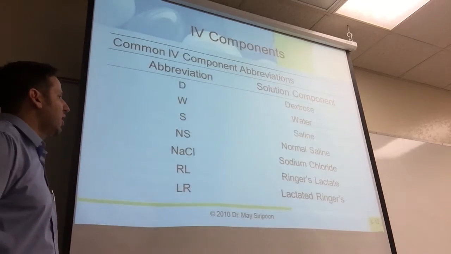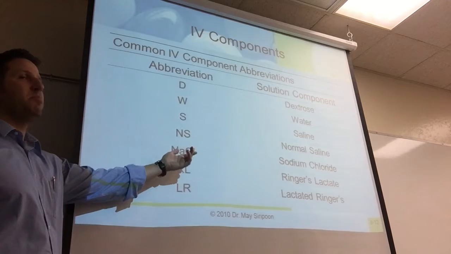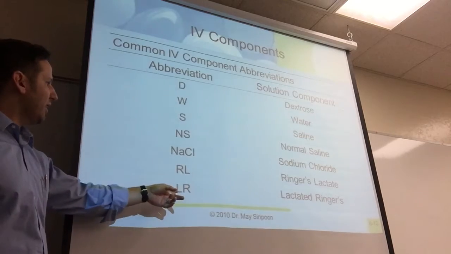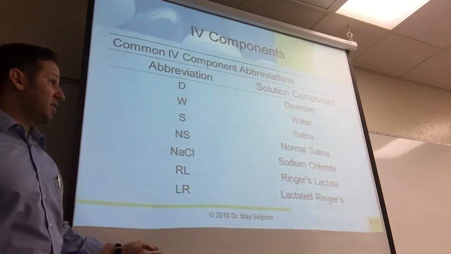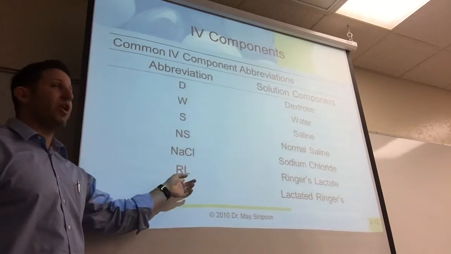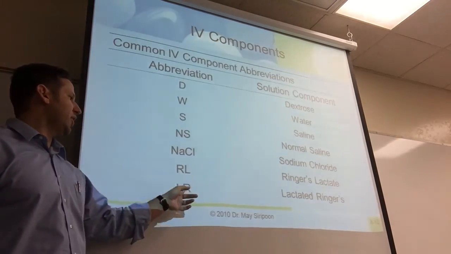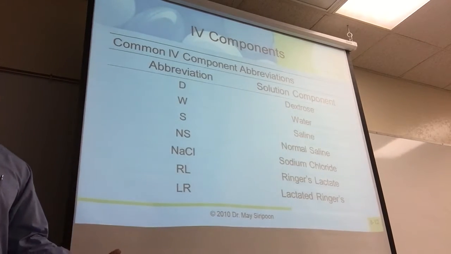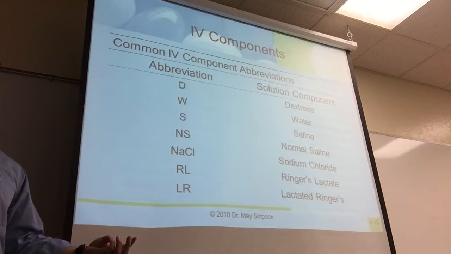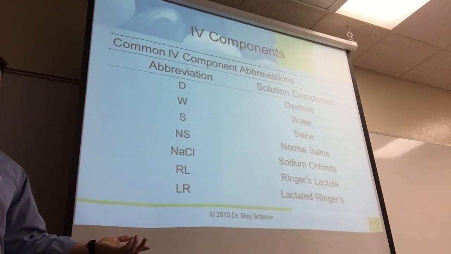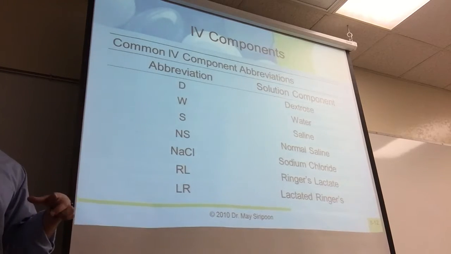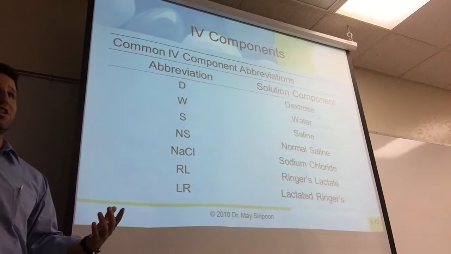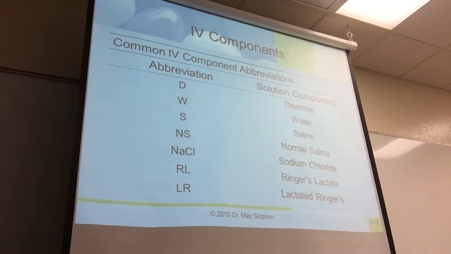NaCl is the chemistry symbols from the periodic table, so sodium chloride. Ringer's lactate and lactated ringers. Depending on what country you're in, some countries will use Ringer's lactate, but here in the US you will always see LR. LR is synonymous with lactated ringers. That is an IV solution that has some extra lactate ions in it that work as a bicarb to help with acidosis. There are a lot of extra electrolytes and components that make it lactated.